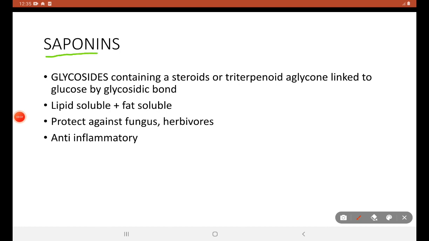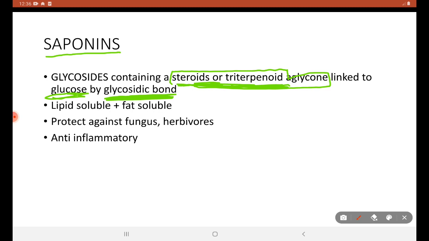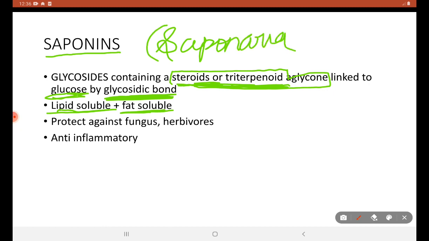First, we are going to see about saponins, or glycosides containing a steroid or triterpenoid aglycone linked to sugar by a glycosidic bond. Here the aglycone component is a steroid or triterpenoid. It can be both lipid soluble and fat soluble. Saponins are derived from Saponaria or soapwort. It is employed as a soap substitute.